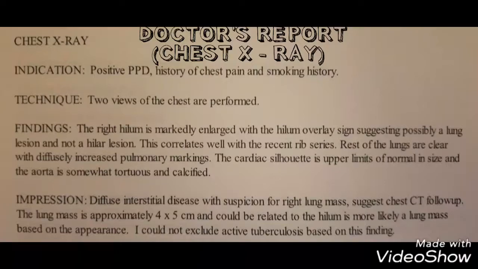Technique: 2 views of the chest are performed. Findings: the right hilum is markedly enlarged, with the hilum overlay sign suggesting possibly a lung lesion and not a hilar lesion. This correlates well with the recent rib series. Rest of the lungs are clear, with diffusely increased pulmonary markings. The cardiac silhouette is upper limits of normal in size, and the aorta is somewhat tortuous and calcified. Impression: diffuse interstitial disease with suspicion for right lung mass.